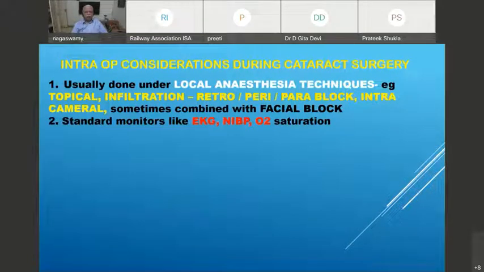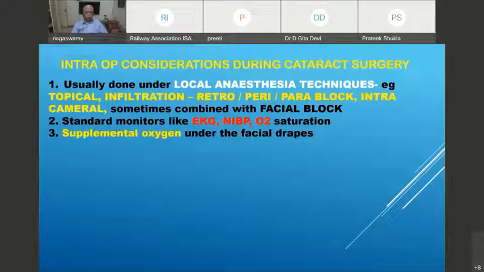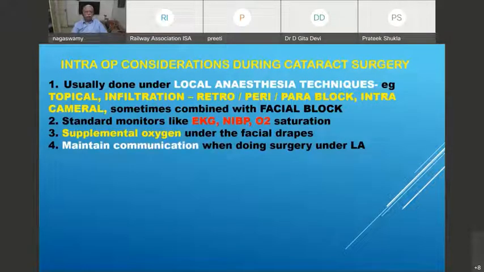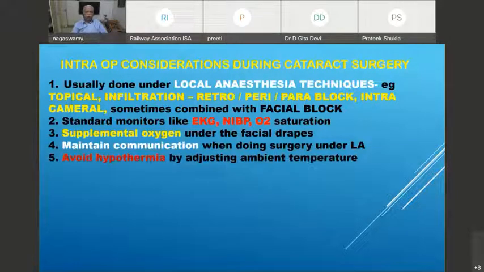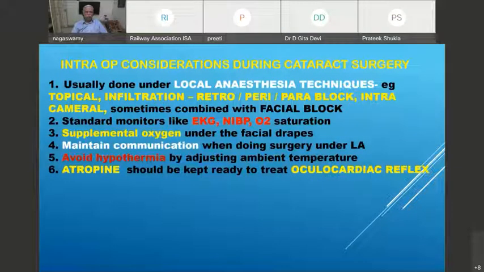And standard monitors like EKG, NIBP, oxygen saturation are used. Supplemental oxygen may be given under the facial drapes if the patient has any issues of oxygenation. Maintain communication while doing the surgery. Avoid hypothermia because that will make the patient shiver, especially older patients. And atropine should be kept ready for any bradycardia due to oculocardiac reflex.